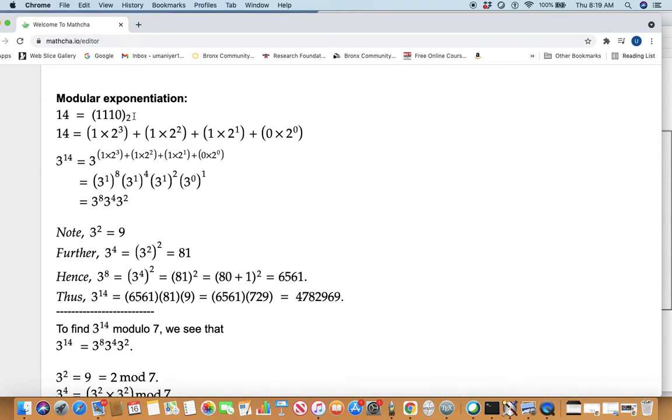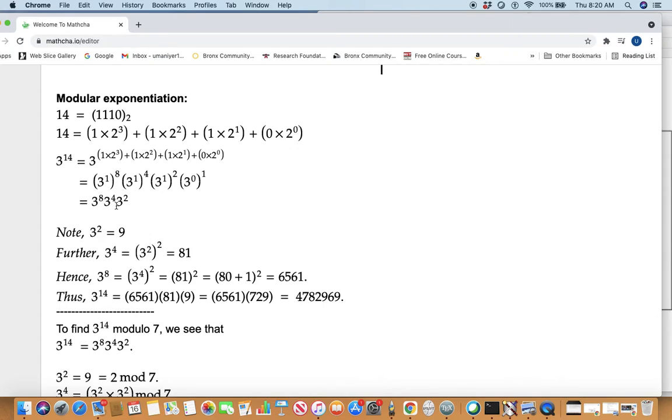14 in binary description is 1110. This is the binary expansion. So 3 to the 14 is 3 to the this plus this plus this and a 0. So that 0 doesn't need to be written. 3 to the 0 is 1, 1 to the power 1 is 1, so that 0 becomes immaterial. Only the non-zero coefficients contribute. 3 to the first power is 3. So that is 3 to the 14.